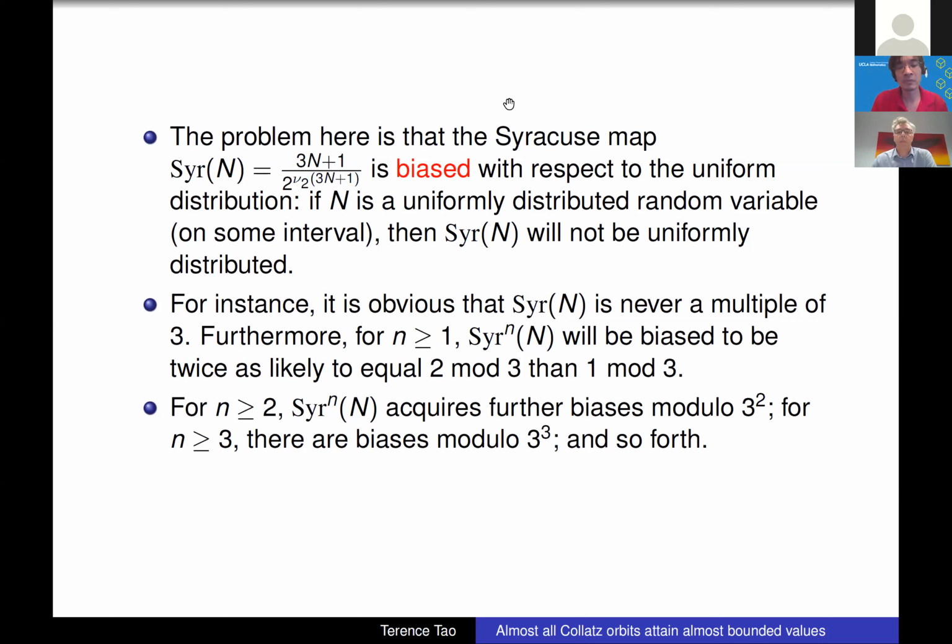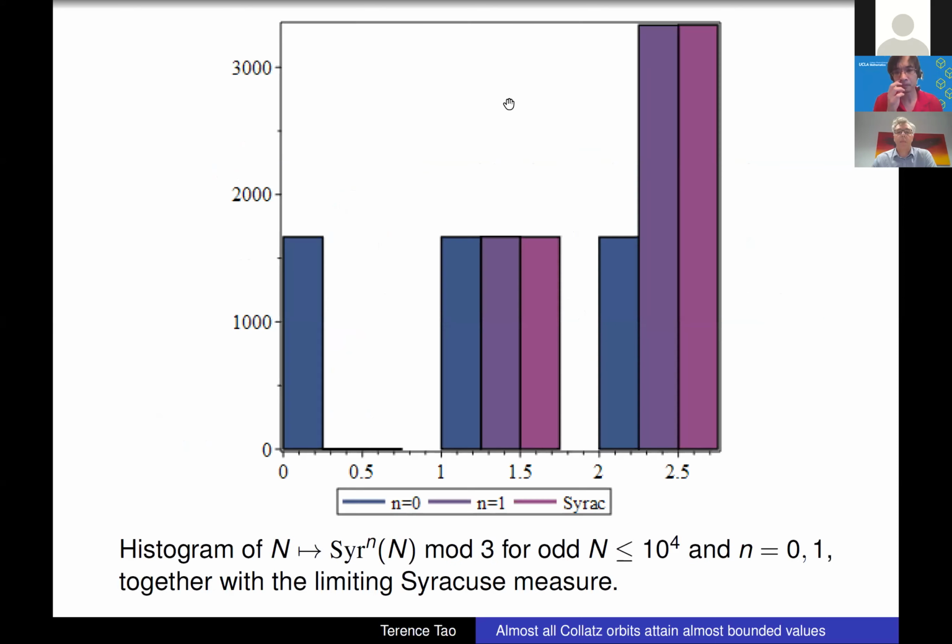So I'll give you some charts to illustrate this. Here what I did is that I took all the odd numbers up to 10,000, and you look at them mod 3. If you take all the odd numbers from 1 to 10,000, and you bin them into 0 mod 3, 1 mod 3, or 2 mod 3, then they're pretty much equally distributed. So I did a histogram, and in the navy blue bars here, you can see that the numbers n are pretty much equally distributed mod 3.